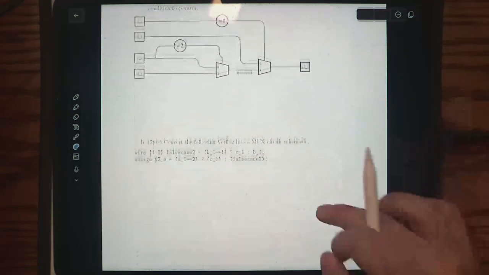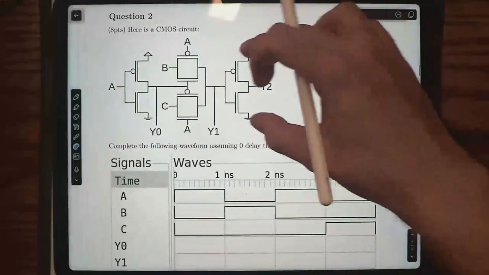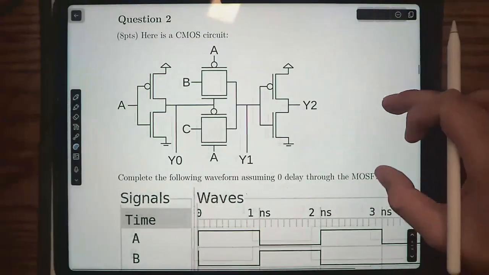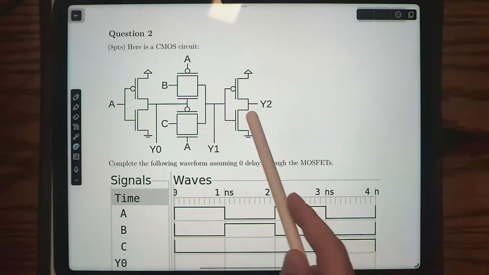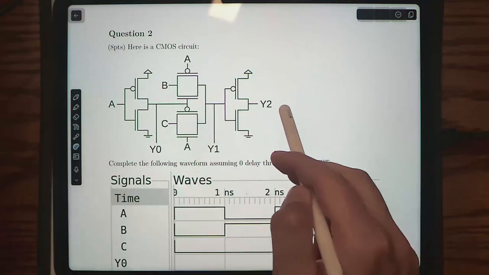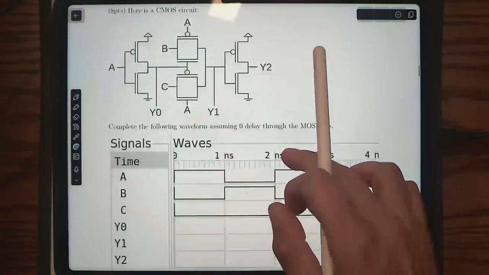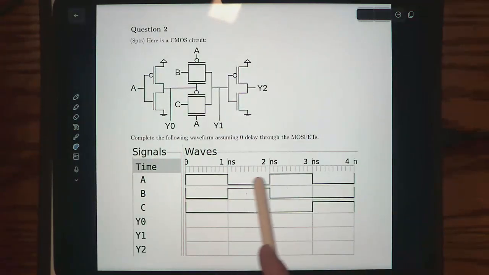Okay, so the first question that I want to briefly mention. I'll read it really quick. Here is a CMOS circuit. We have a bunch of MOSFETs connected in this way, and we were asked to fill out this waveform depending on these inputs right here.